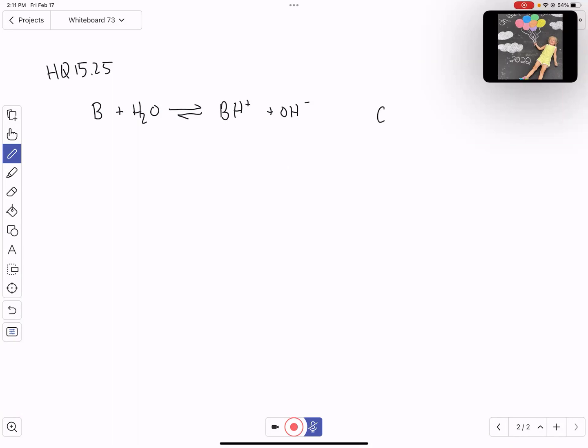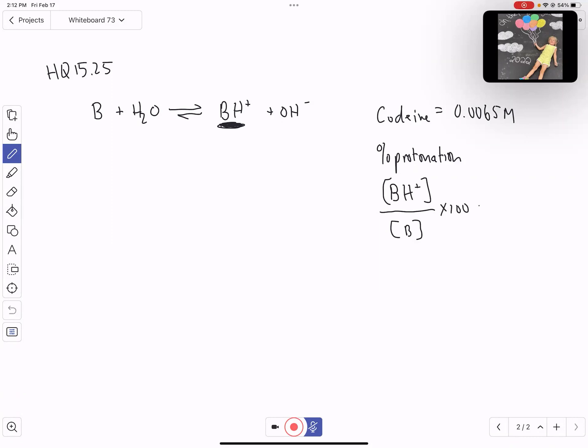So I've got codeine in solution, and that concentration is 0.0065 molar. We want to know percent protonation. Essentially, we talked about percent ionization for acids. For percent protonation, what we're looking for is how much of this base is protonated. That's going to be the conjugate acid. So it's going to be the concentration of BH plus, the base that's protonated, over my concentration of the base, times 100.